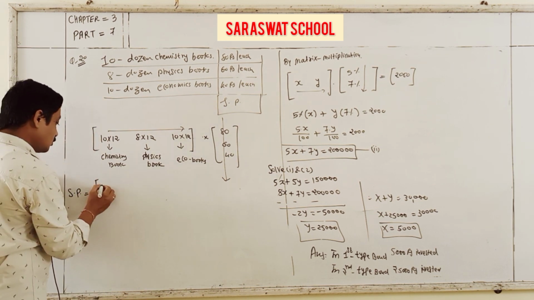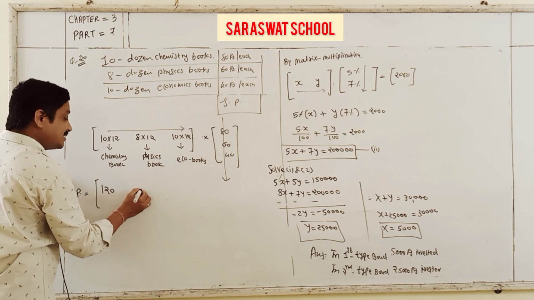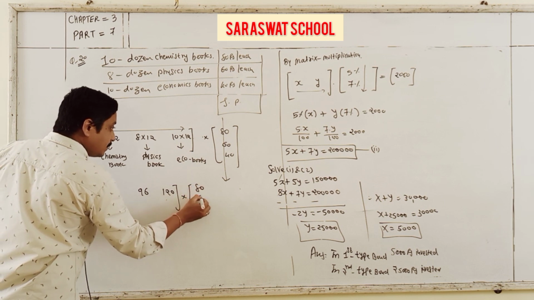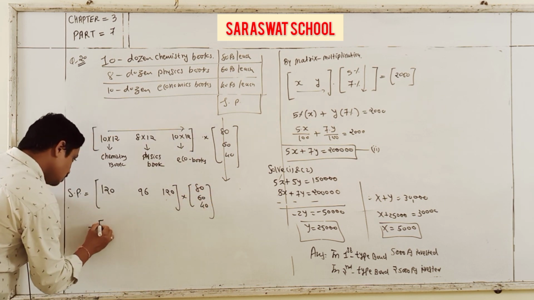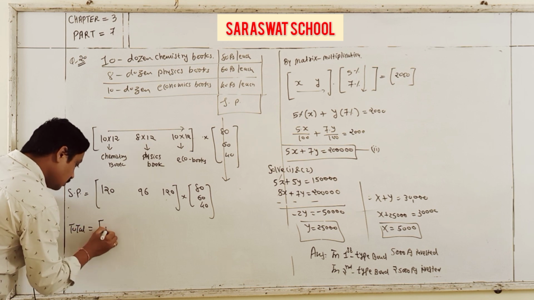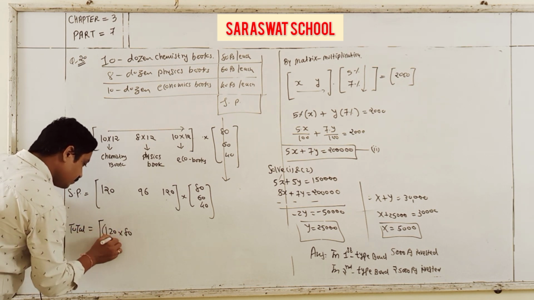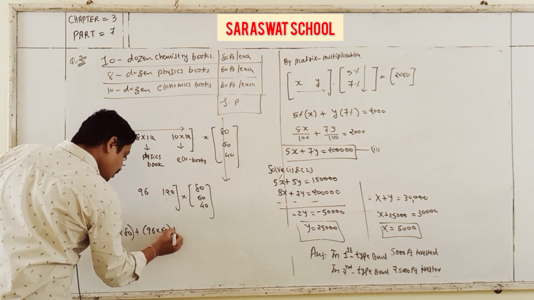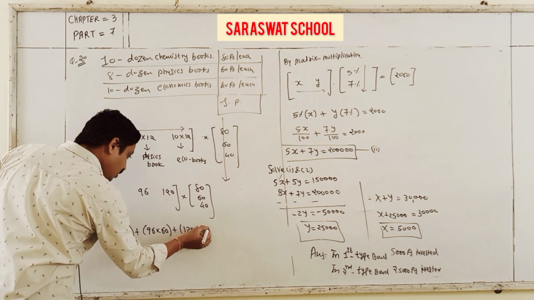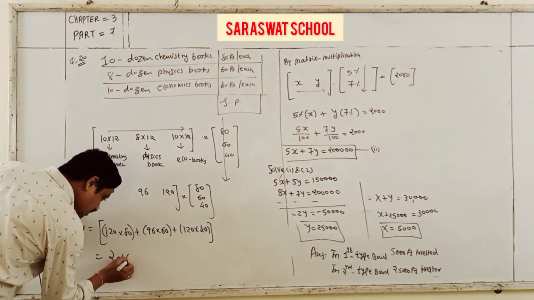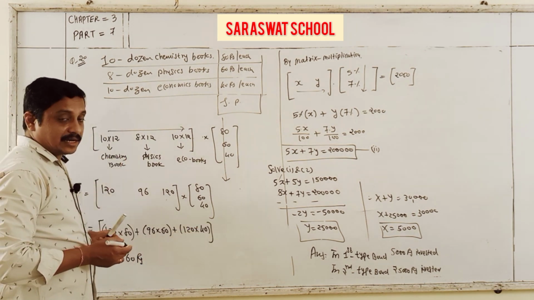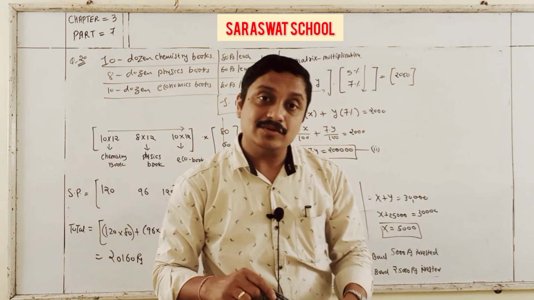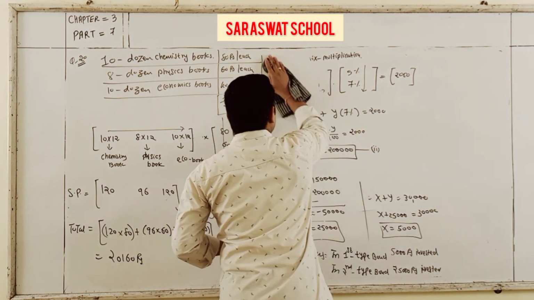Selling price value 120, 12 8s are 96, 120, that becomes 80, 60 and 40. So your total selling price 120 with 80 plus 96 with the 60 plus 120 with the 40, and that comes to 20,160 rupees total SP. I mean selling price total in rupees, 20,160 rupees.